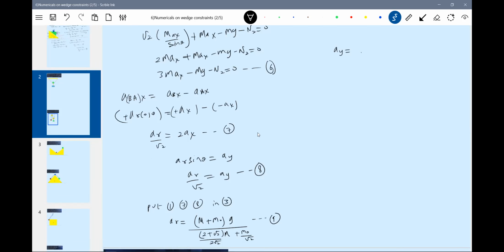Okay, this will be AY equal to (2m plus m naught) g by... Now what about AX? AX is very simple. AX equal to AR by 2 root 2. Again, we have to simplify it. Same thing, it will come. It will be m plus m naught g.